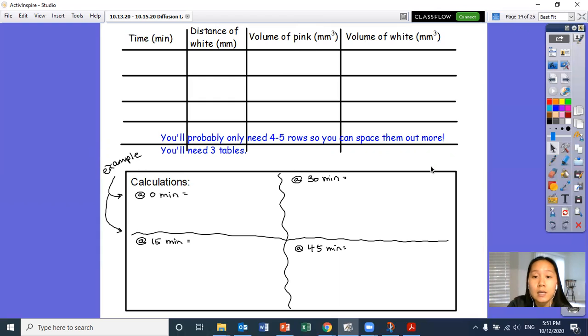And you're going to want to leave the bottom of your page for calculations because you're going to be doing calculations. It's not really going to be every 15 minutes. These are just an example, but you want to leave a box for calculations. You're probably going to be doing as many as you have here, and we might even be doing them 30 or 45 minutes apart, depending on how fast diffusion occurs.